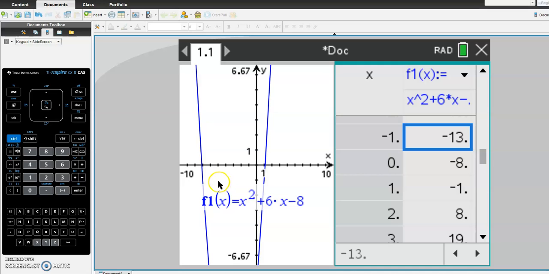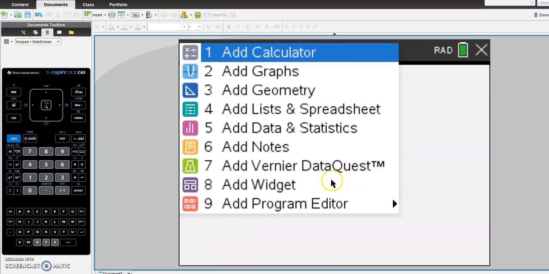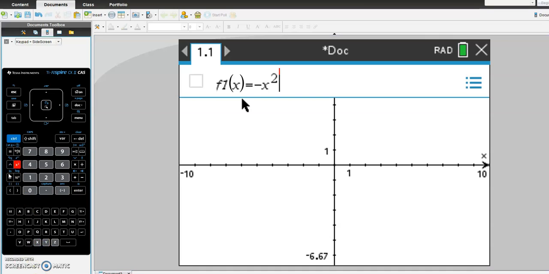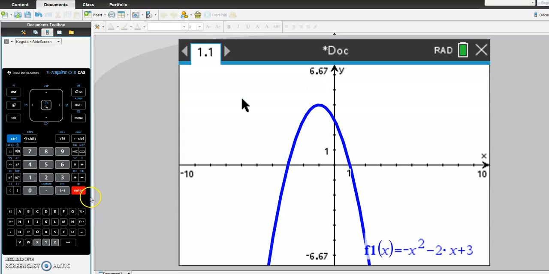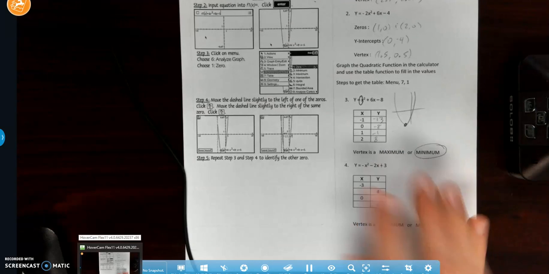All right, let's do the last one, number 5. So we're going to add a graph. We're going to insert our quadratic, negative x squared minus 2x plus 3. Enter, there's your graph. So again, to find the table, menu 7, 1. There's your table. All right, so what we're doing is we're looking to fill in this puppy right here.